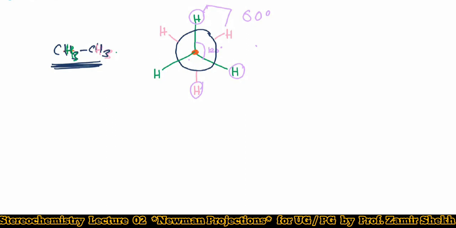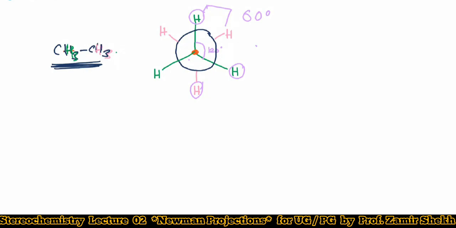So for any molecule, we can make this type of presentation. Two carbons are needed. How many carbons are needed for this presentation? Two carbons. Two carbons should be there to explain the Newman projection. Okay, so I can also draw the same structure in a different format.